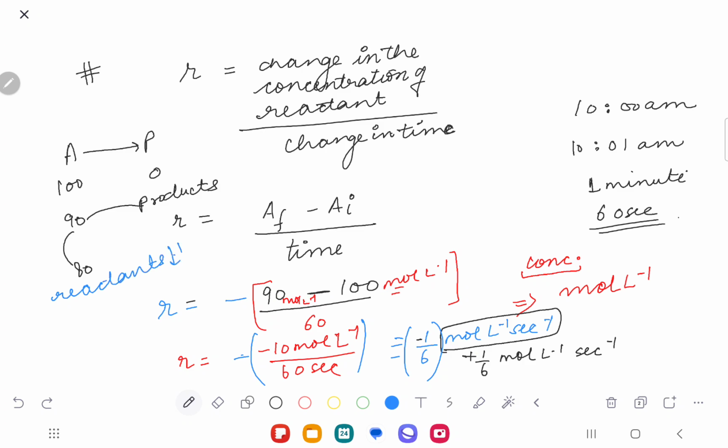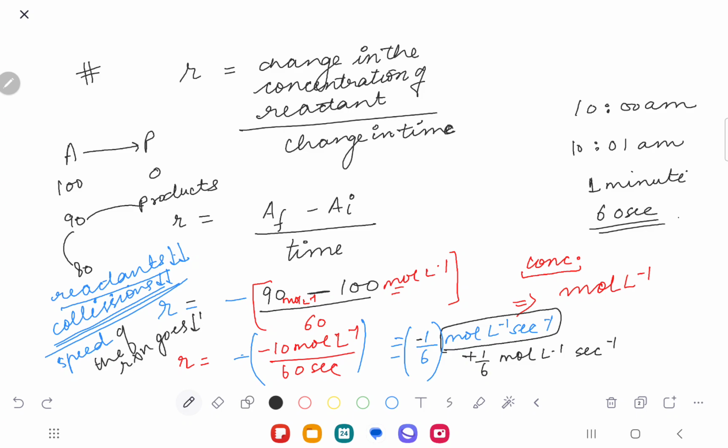And we know that as the reactants decrease, don't you think the collisions between those reactants decrease? Tell me. Isn't it? Yes. So as the reactants decrease, the collisions between those reactants also decrease. And because the collisions decrease, the speed of the reaction goes on decreasing with time. I hope you're understanding the concept.